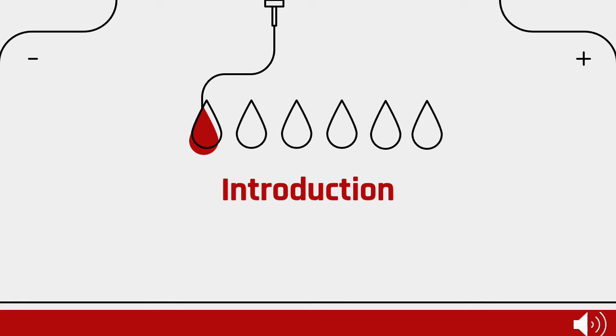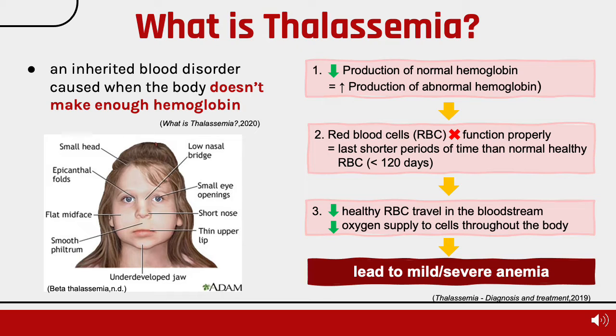Let's begin with the introduction. So what's thalassemia? It's an inherited blood disorder caused when the body doesn't make enough hemoglobin. This will reduce the production of normal hemoglobin, and red blood cells will not function properly and they will last less than 120 days. So there are fewer healthy red blood cells traveling in the bloodstream. This will reduce oxygen supply to cells throughout the body and finally cause mild or severe anemia.